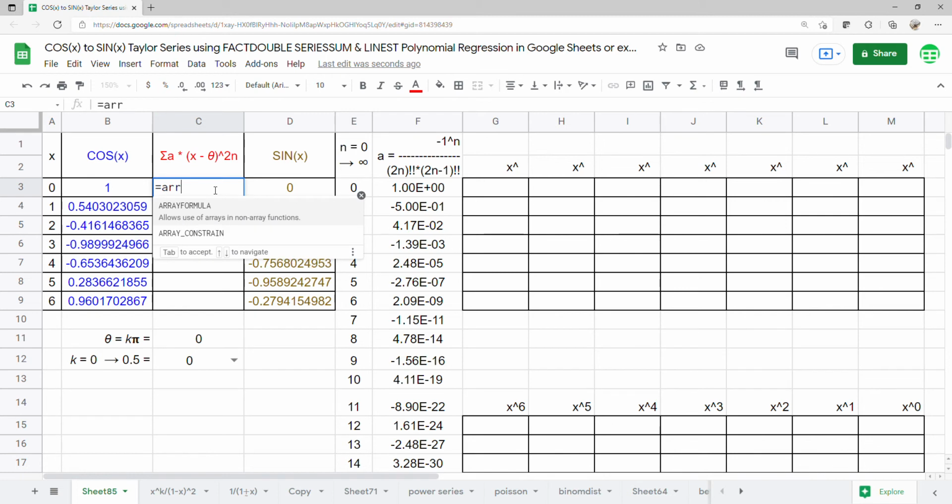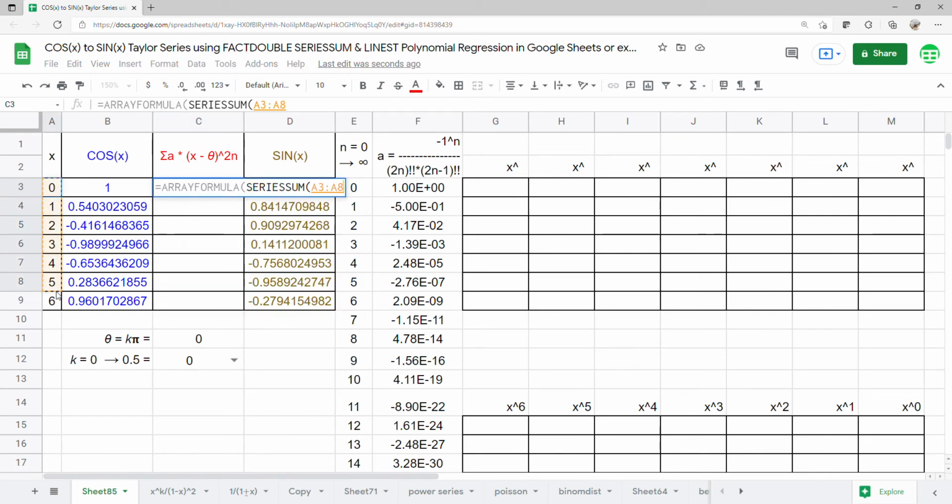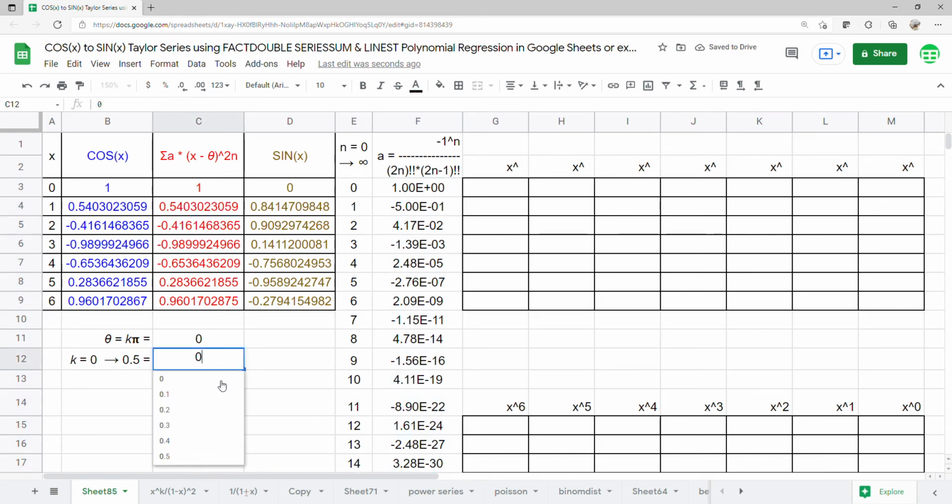So array formula, series sum of the x values, x minus theta, raised to the power 2n. So 2n starts from 0, incremented by 2. And the coefficient a will be this range. And enter. So we can increase this to 0.1, 0.2, and then we go back to 0.